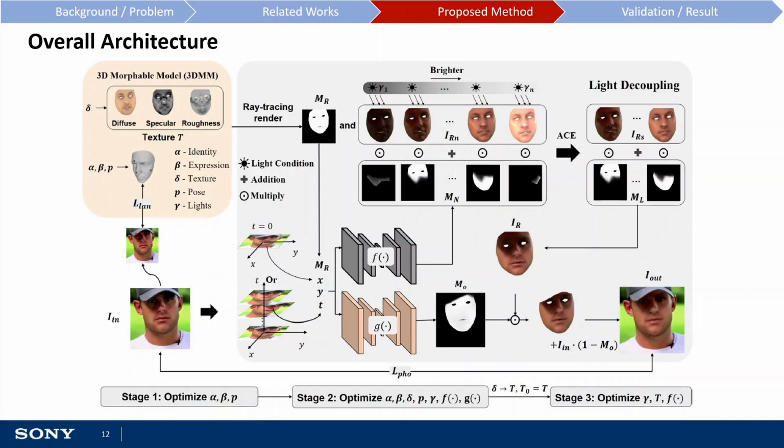The face shape is modeled with statistical coefficients alpha identity, beta expression, and P pose parameters. L4 and LLAN are photometric loss and landmark loss respectively.